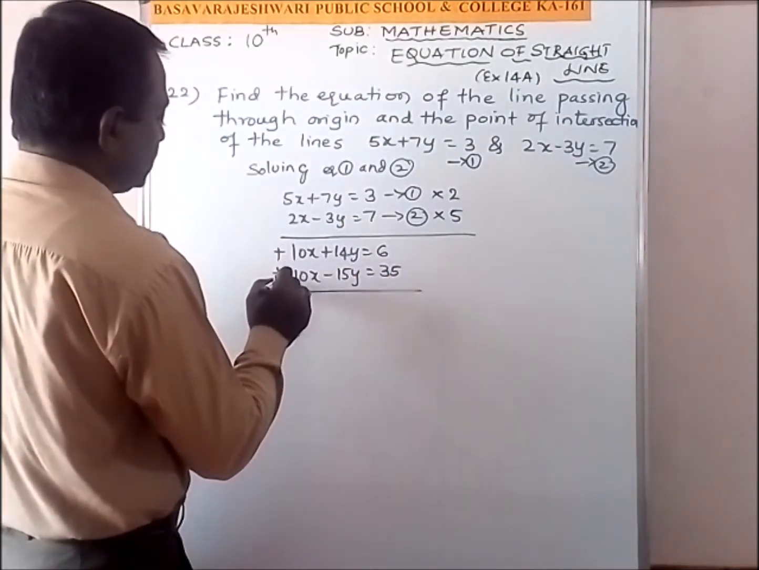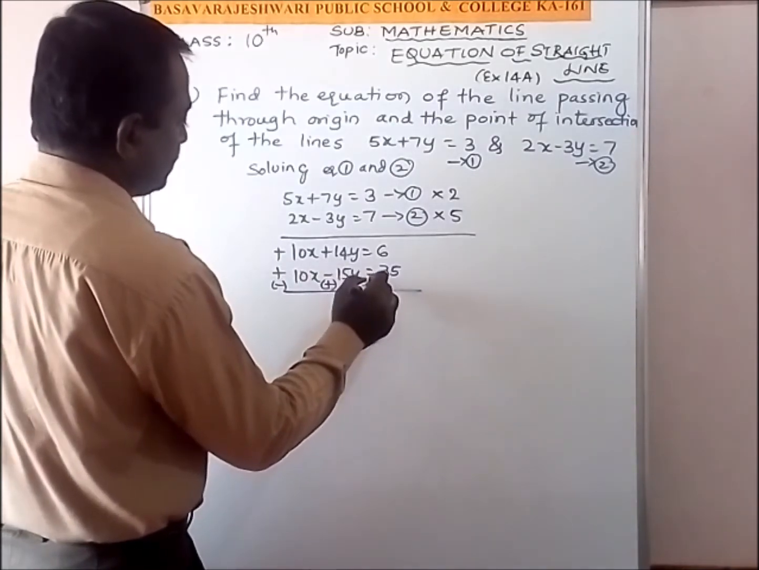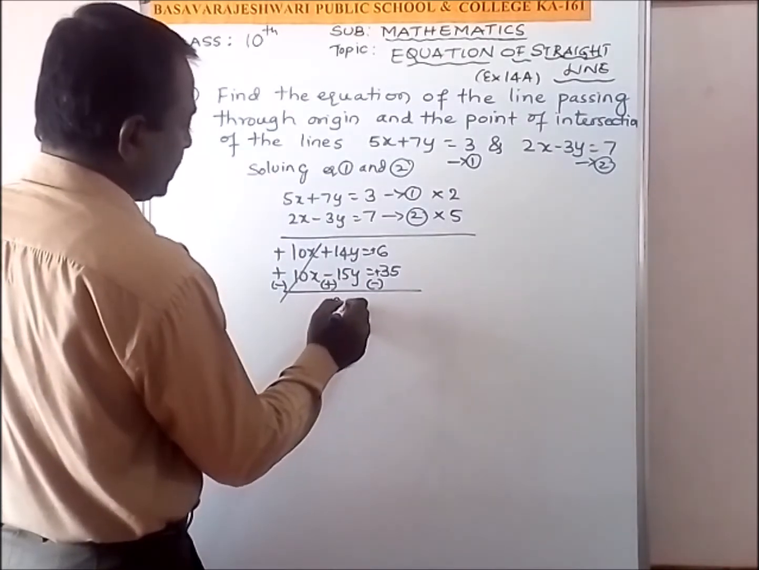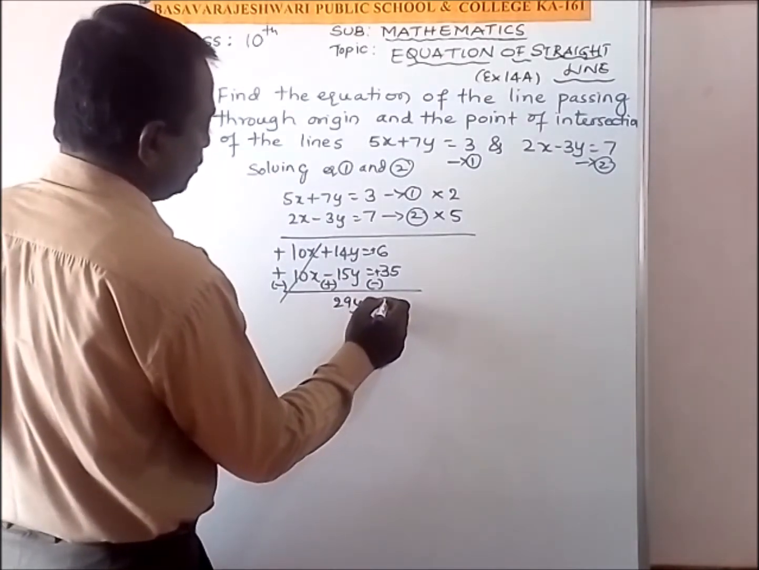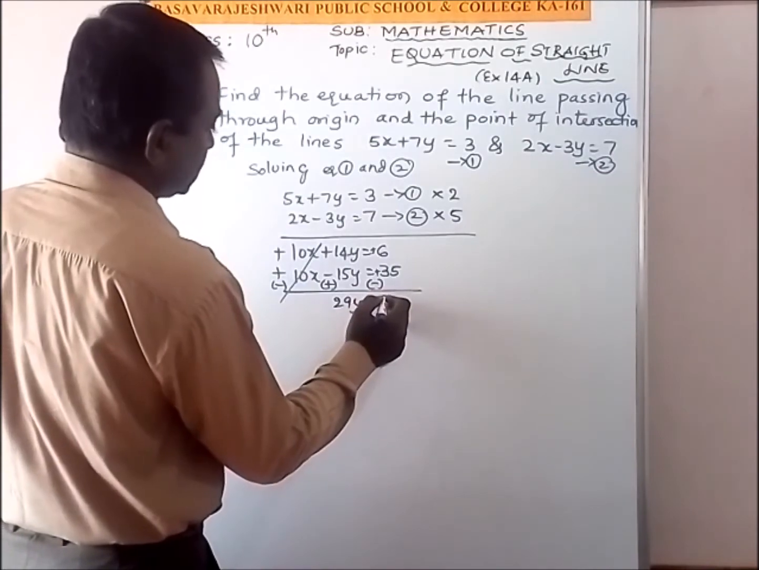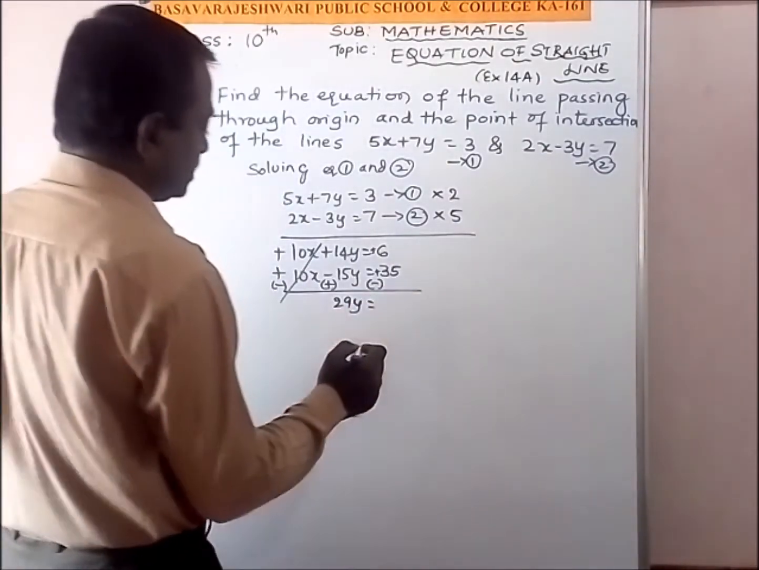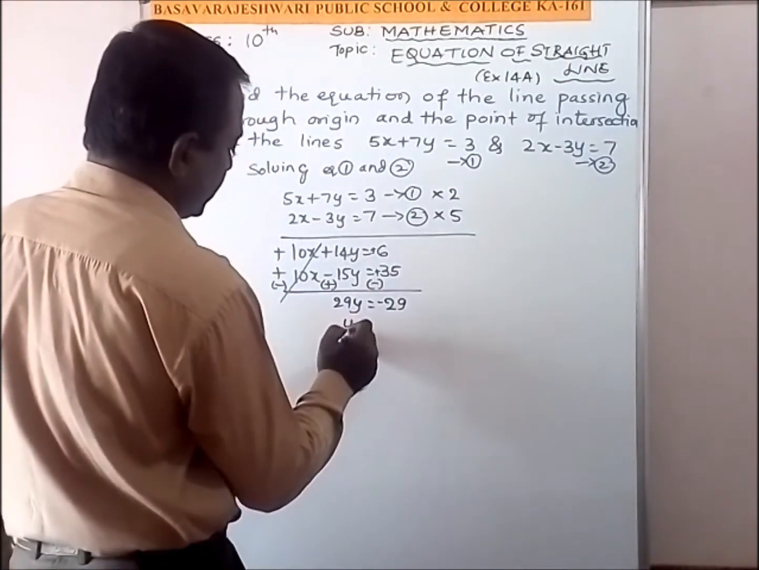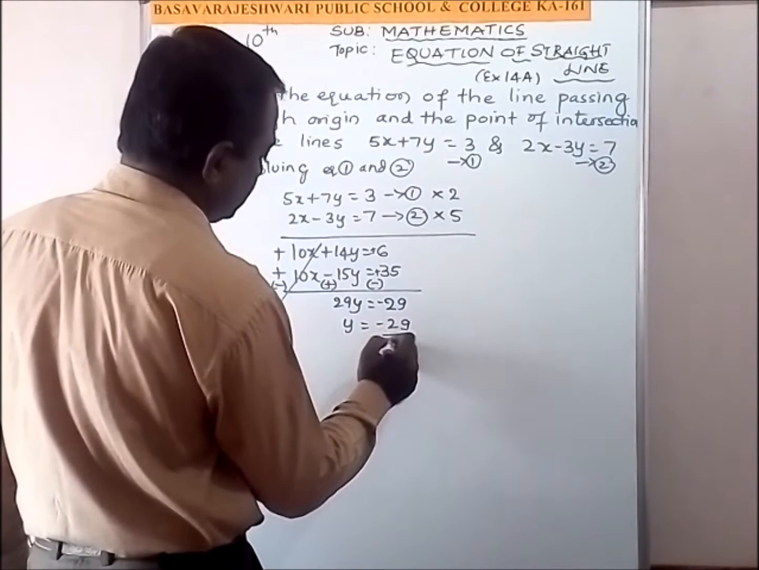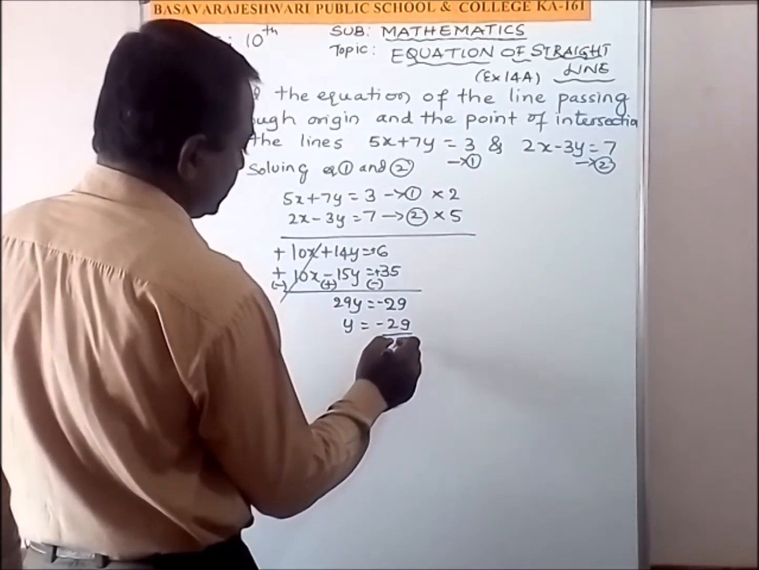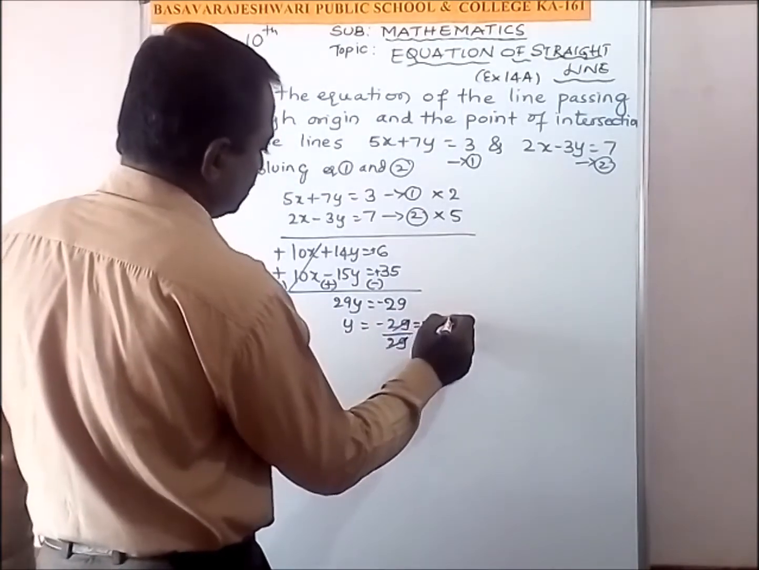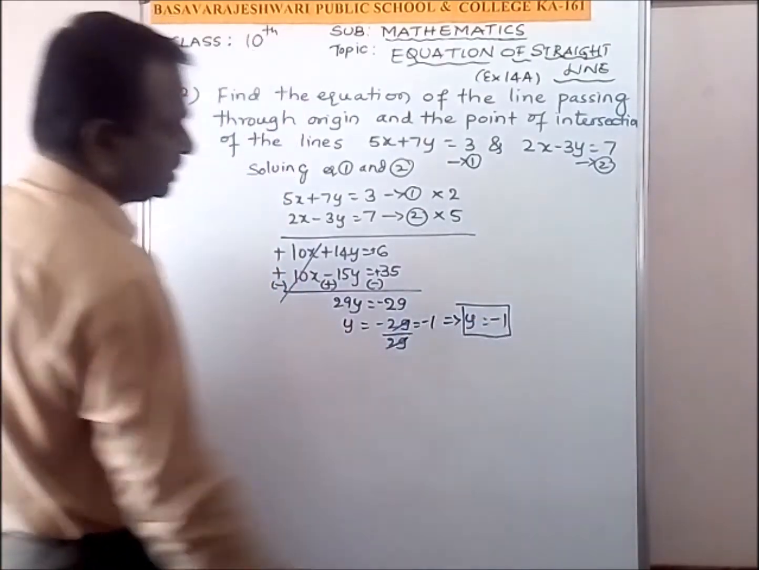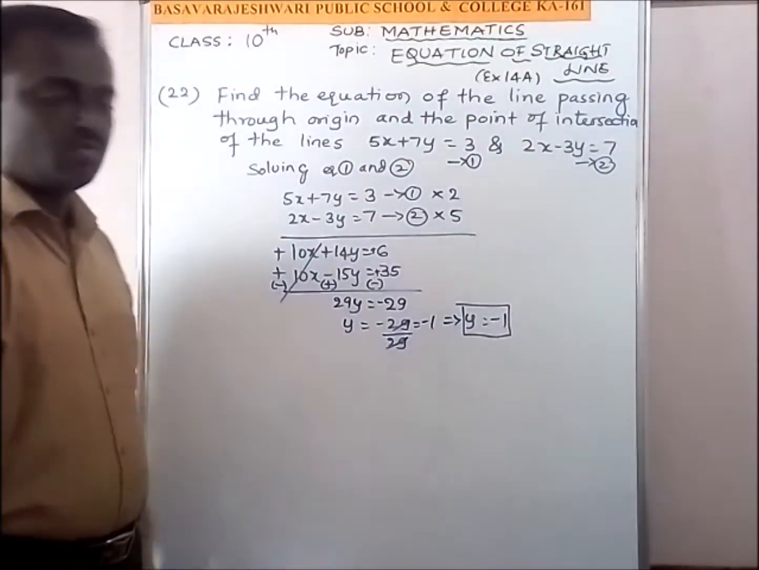Subtract, here plus, here minus. So x cancels, this is 29y is equal to minus 29, that is 35 minus 6 is 29. Therefore, y is equal to minus 29 by 29, that is equal to 1. So this implies y is equal to minus 1. Correct? y is equal to minus 1.